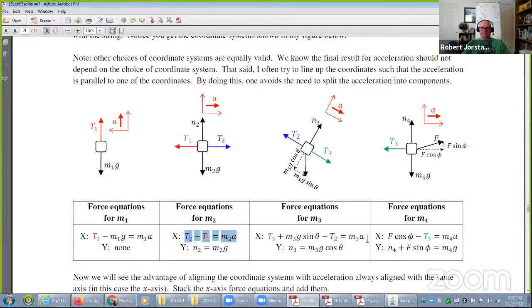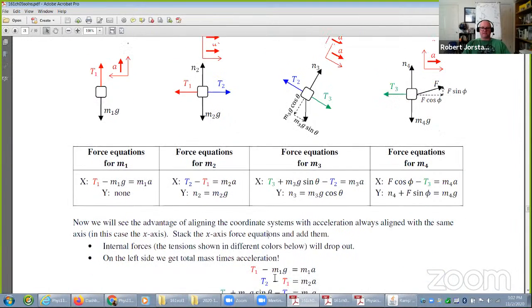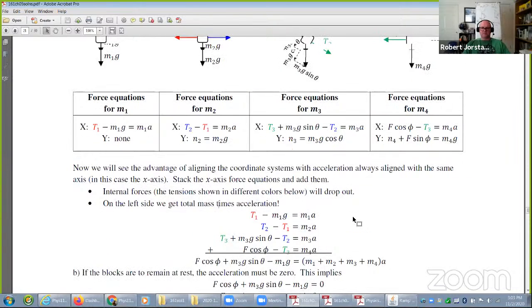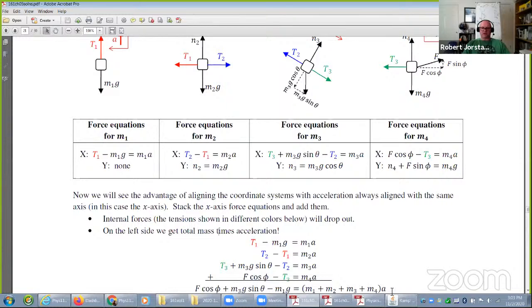Nothing too crazy. The hard part's getting that FBD right. If you screw that up, you're toast. Now look at this. Now we will see the advantages of lining the coordinate systems with them always in the x-axis. Look at this. If I stack the x equations, I made a typo here. This should say right side, but whatever. So just kind of looking at these problems right here.